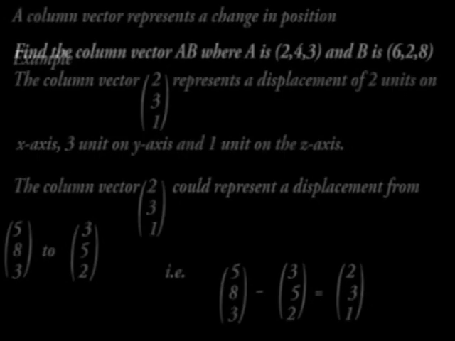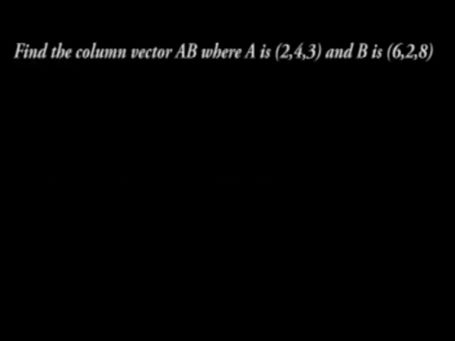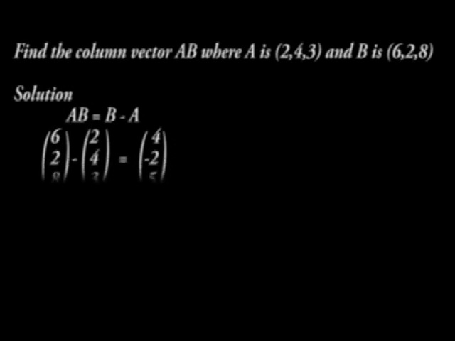For example, find the column vector AB, where A is (2, 4, 3) and B is (6, 2, 8). In the solution, AB is given by B minus A, which is (6, 2, 8) minus (2, 4, 3), which gives us (4, -2, 5).